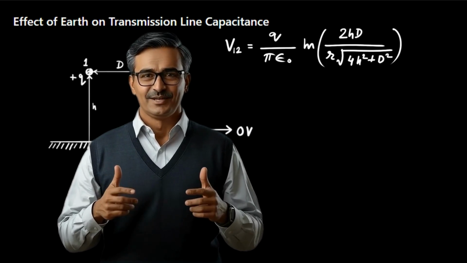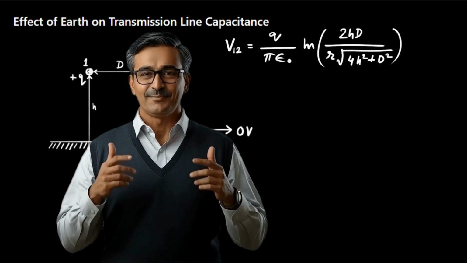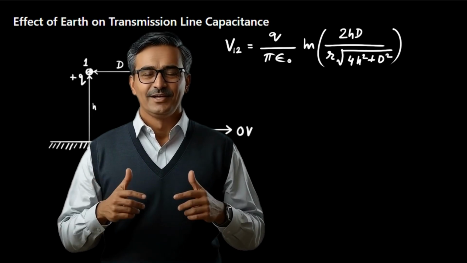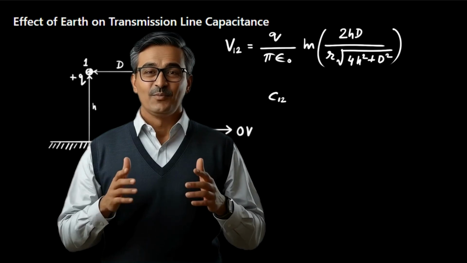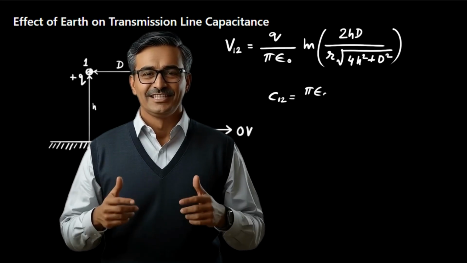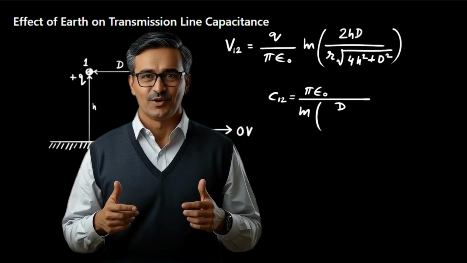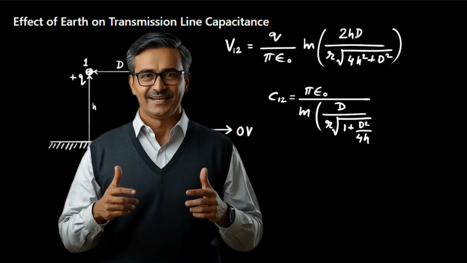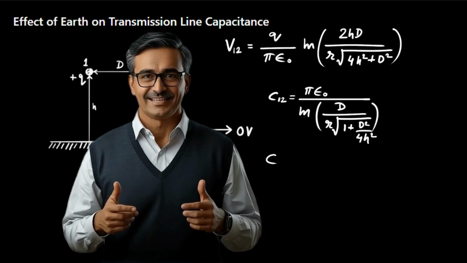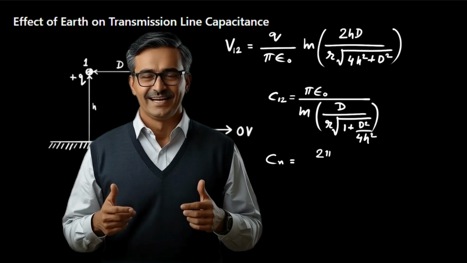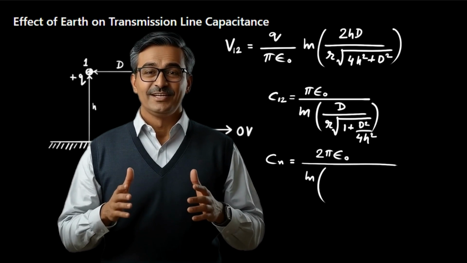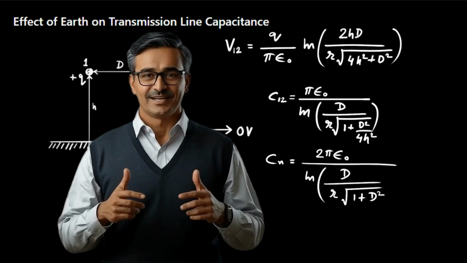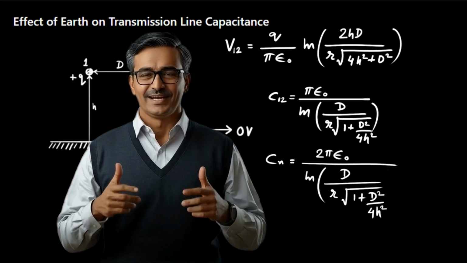Using the basic definition of capacitance, capacitance equals charge divided by voltage, we derive the capacitance equation of the single-phase transmission line considering the earth effect. Obviously, that will be C12 equals pi epsilon 0 divided by the natural logarithm of D divided by r multiplied by the square root of 1 plus D square divided by 4h square. Hence, Cn equals 2 pi epsilon 0 divided by the natural logarithm of D divided by r multiplied by the square root of 1 plus D square divided by 4h square.